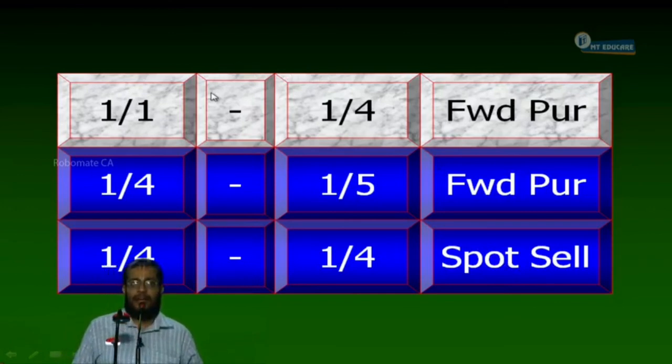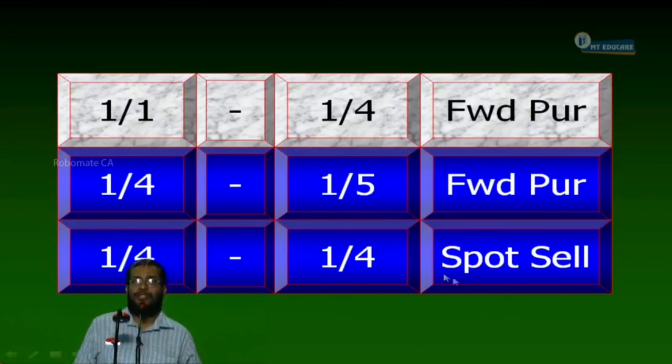Don't get irritated. Tell me, how many things should I do? I should do 2 things. Since I don't want to purchase on 14, I want to purchase on what? 15. I go for a new forward purchase. Since I don't want it on 14, I have to cancel the original forward purchase.